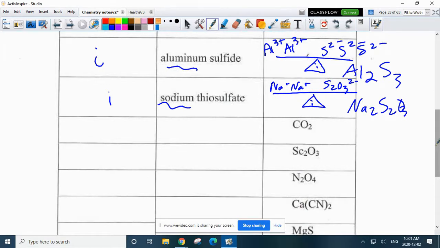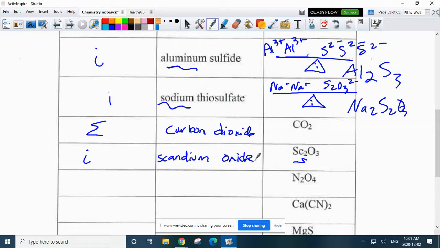Okay, now I'm going the other way. Starts with the C, so I know that that's molecular, so it's carbon dioxide. I have to use the prefixes, must use the prefixes. Starts with the metal, so it's ionic. So this is easy now. Sc is scandium. Oxygen becomes oxide. Starts with the non-metal, so it's molecular, so I have to use prefixes. So this one's dinitrogen tetraoxide.